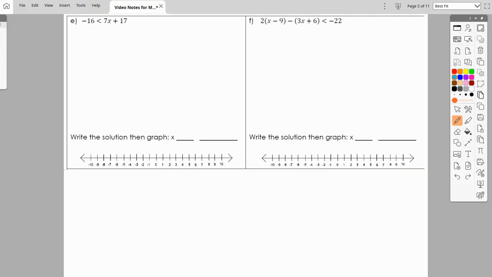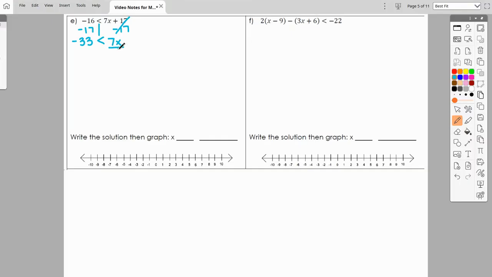In example E, I have negative 16 is less than 7x plus 17. I want to get x by itself, and I see that I have a plus 17 on the same side as my x. So I'm going to do the opposite of adding 17, which is subtracting 17. And what I do to one side, I have to do to the other. It cancels out on the right side, leaving me with just a 7x. And on the left side, I do negative 16 minus 17, which is negative 33.